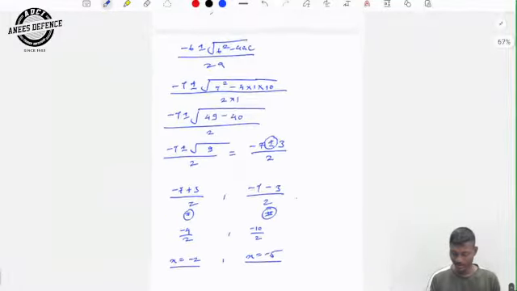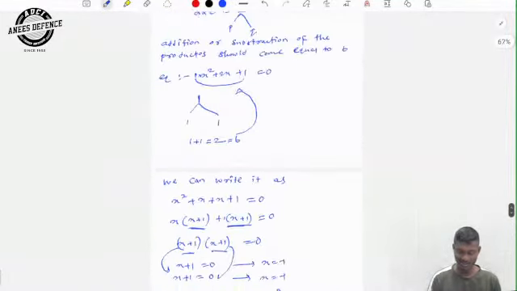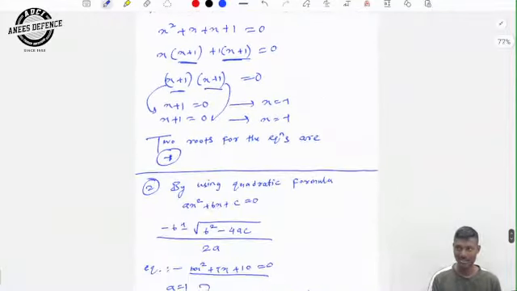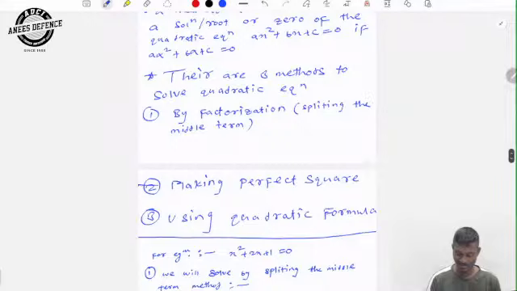So in this total chapter, we have these three methods only. Two methods, sorry, two methods. The second one is not a method.